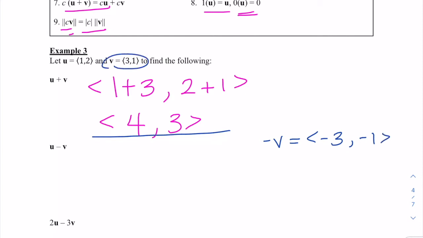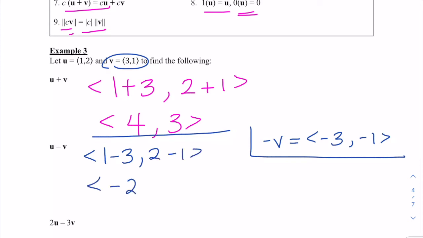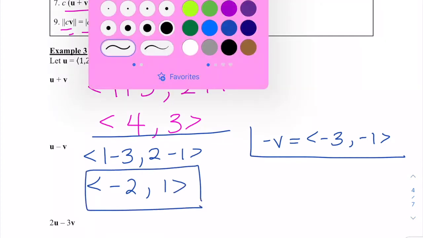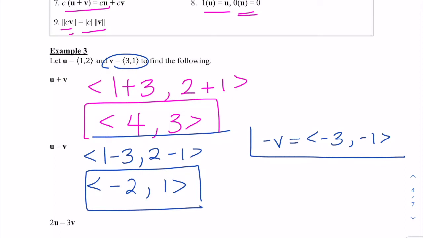And then when we add those together, let me just make a little line here so it's a little separated. All right, so we'll have 1 minus 3, and then 2 minus 1. So we have negative 2, 1. Just drawing a box so it's really clear. All right, in component form.